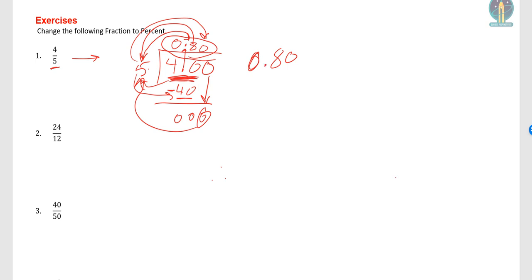So again, move the decimal point 2 spots to the right, and you end up with 80% or 80.0%, etc. Both the same.